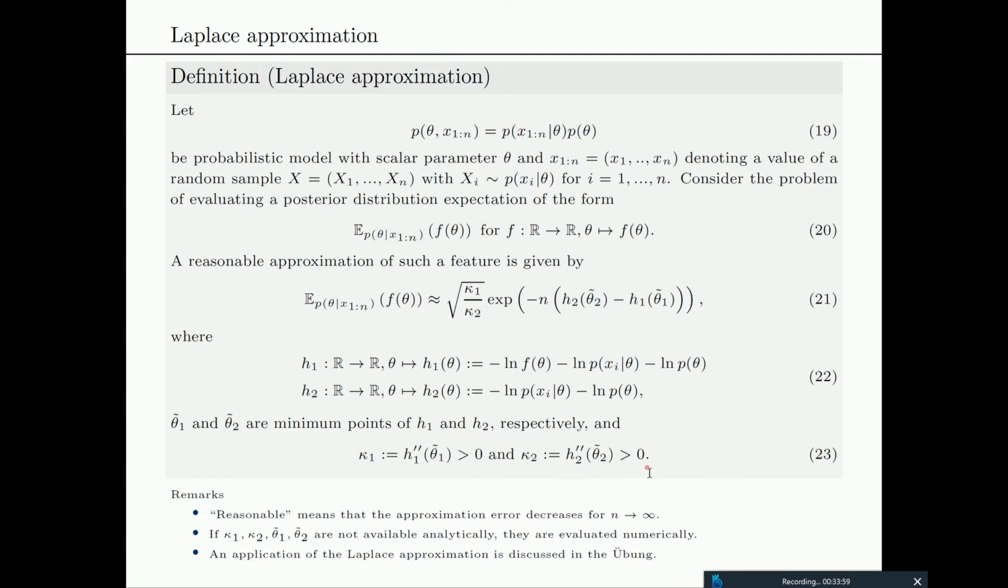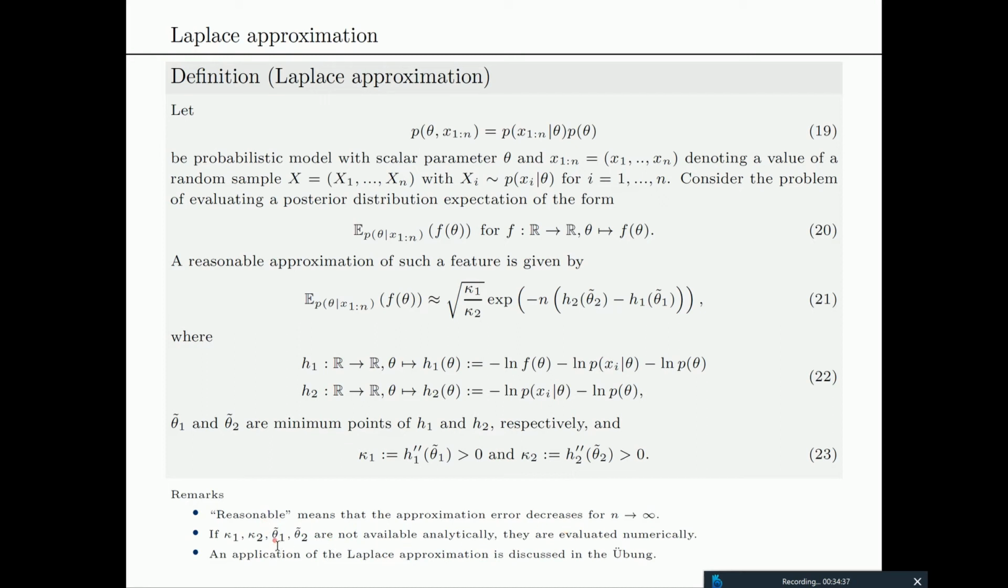Now the main point here is that it's about the expectation with respect to the posterior, but as you can see in this approximation, the posterior doesn't come in, right? Here you have the likelihood and the prior, and here you have the function f, but you don't need the functional form of the posterior distribution. This is the neat thing about this. You can evaluate a posterior expectation without actually computing the posterior. Reasonable here again means that the error decreases.